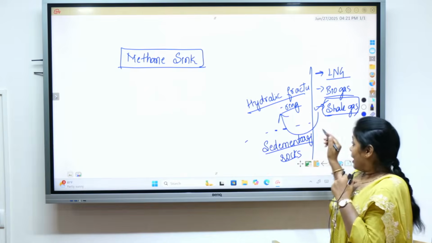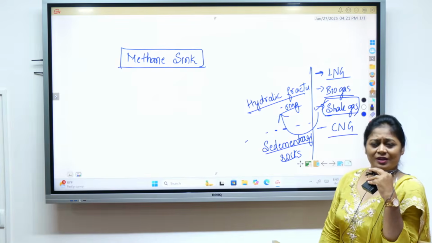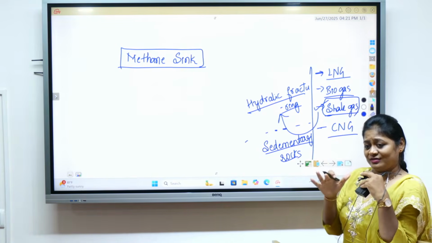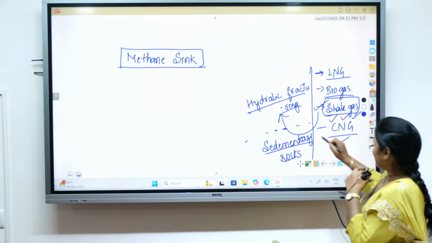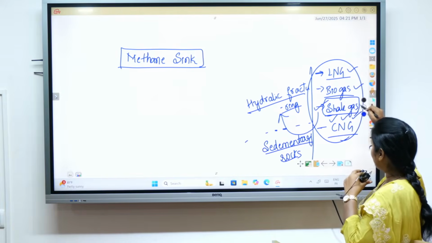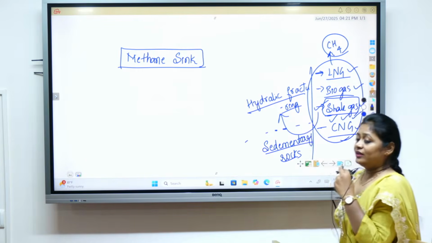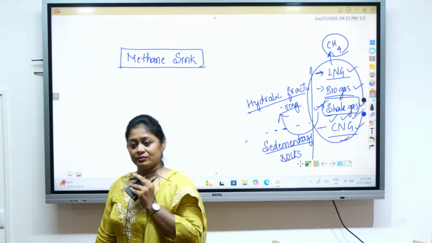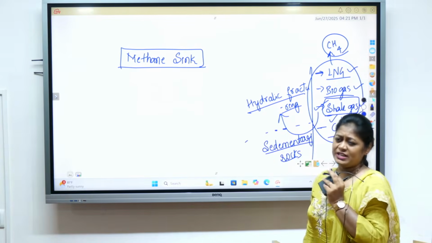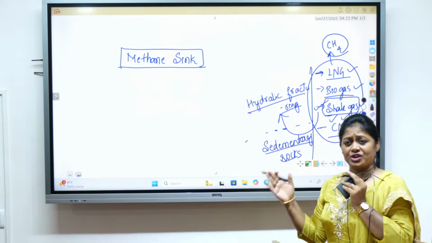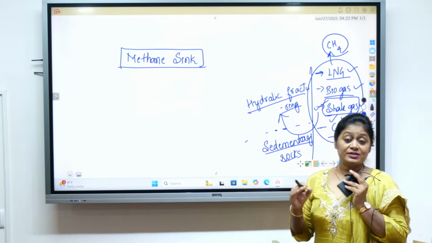And what about CNG? Compressed natural gas. Again, it is methane. Methane is compressed and stored, then it is called compressed natural gas. All these different types of gases are made up of methane only. Therefore, we call methane a fuel. The best fuel, widely used fuel: CNG, CBG, LNG, shale gas. In multiple forms, we use methane as a fuel.